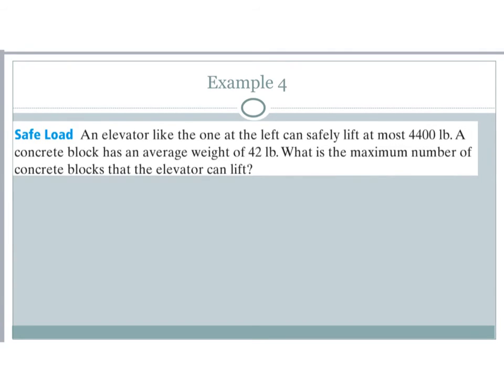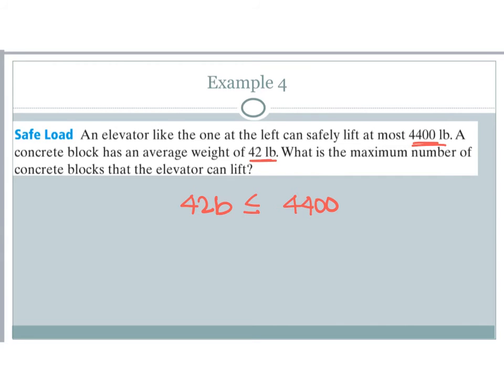So here we know that our max total is 4,400 pounds. And we are told that a concrete block has an average weight of 42 pounds. What is the maximum number of blocks that we can lift? So we're going to have 42 pounds for each block, and we're going to multiply that by the number of blocks that we have, and this has to be under that 4,400 pounds. So it's going to be less than or equal to 4,400, because the lift can lift 4,400 pounds, but it shouldn't lift more than that.